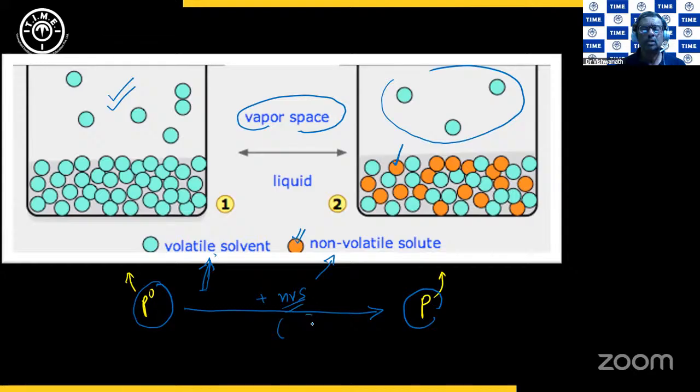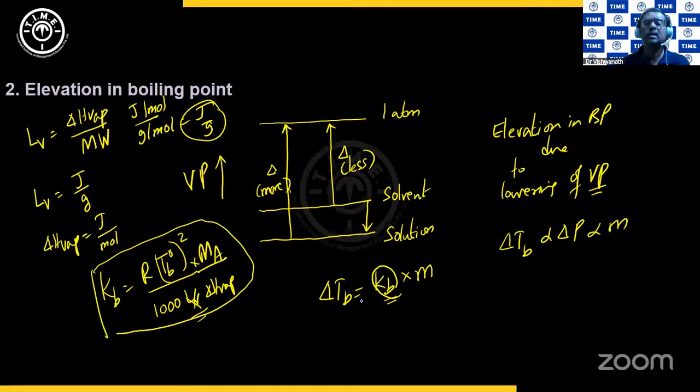That non-volatile solute, we are giving the symbol B. For a solvent, we use the symbol A. I hope this is clear. So P0 comes down to P upon addition of a non-volatile solute. The more non-volatile solute you add, the more the lowering of vapor pressure. Delta P is proportional to m. I hope this is clear. We'll now move on to the elevation in the boiling point.